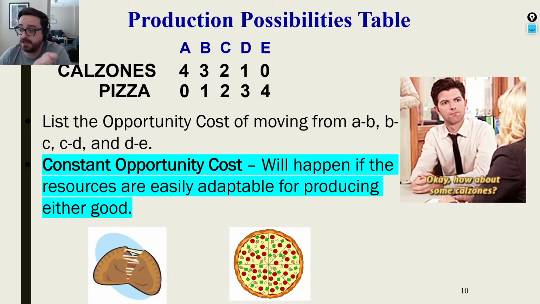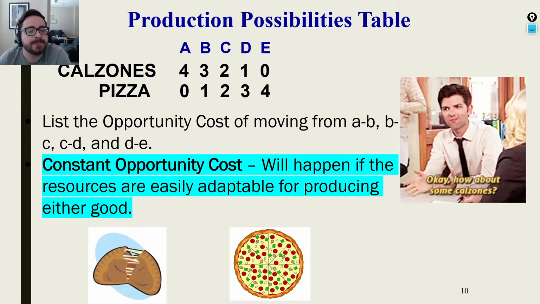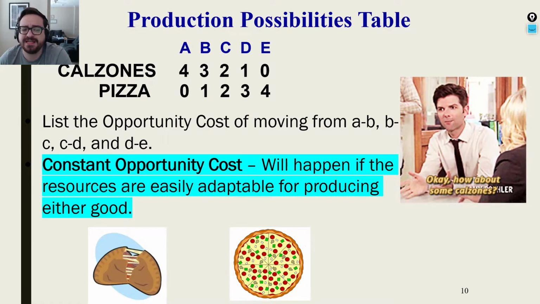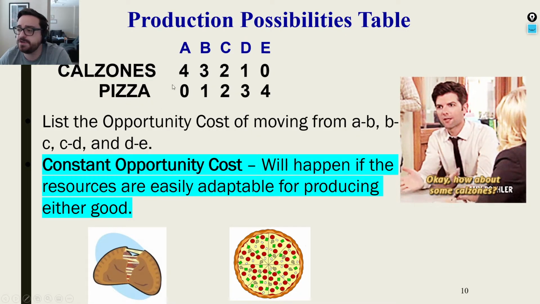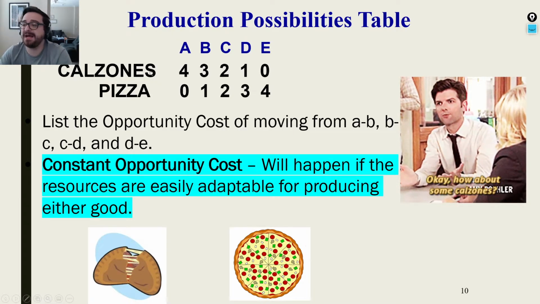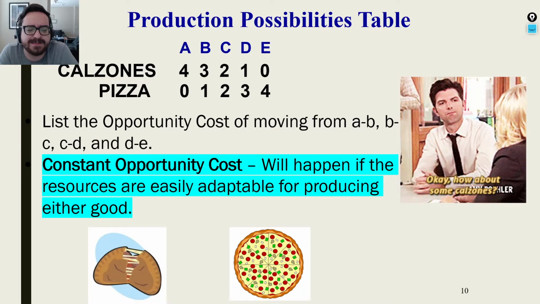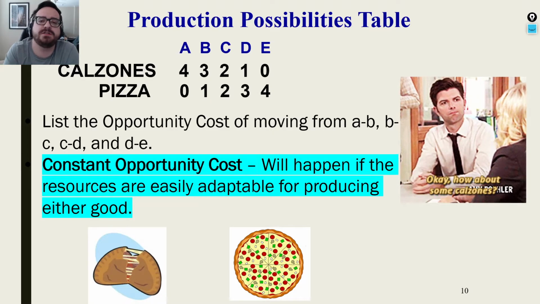It means that you've got constant opportunity cost moving from one point to another down your entire curve. And it will happen if the resources for producing either good are easily adaptable, meaning the two goods being produced in the example actually matter. Them being bikes and computers on the previous table seemed like just random things to pick.